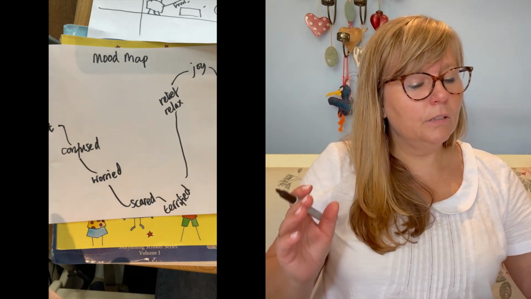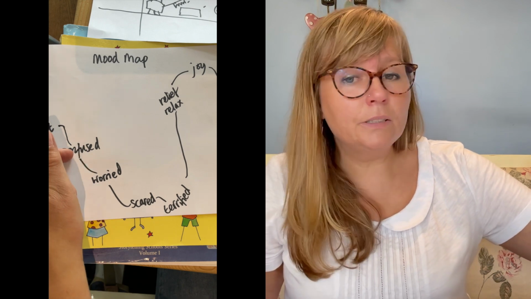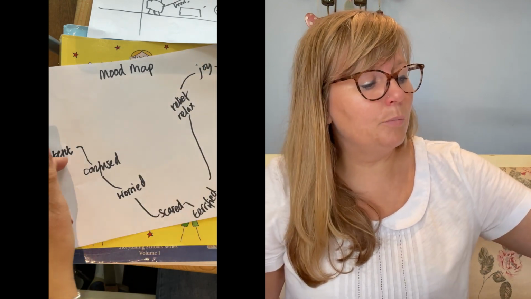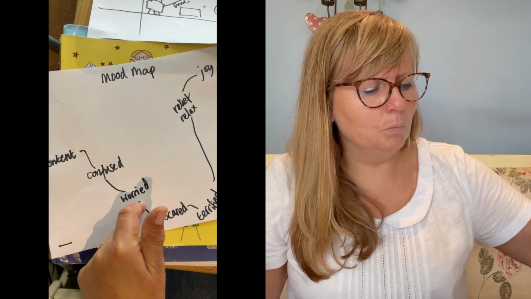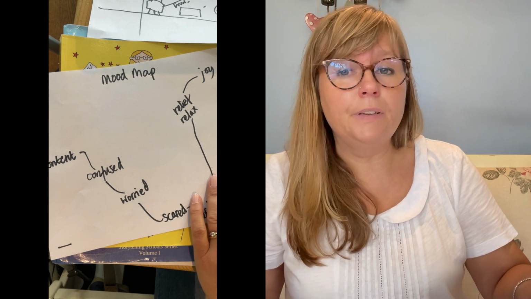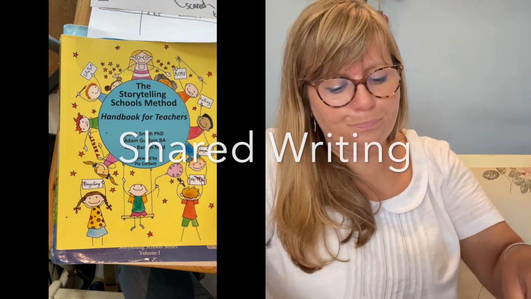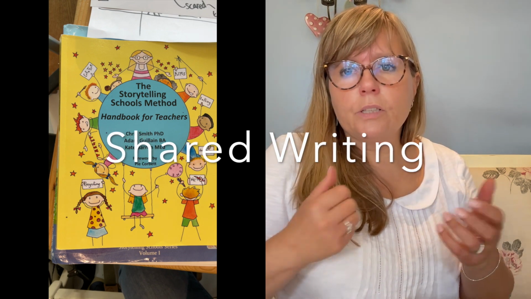So this is a useful thing to do with the children, to track where we are. At the beginning, it doesn't go straight from terrified and back up. We have to go into confused and then worried and then scared and then terrified. So we're going to build this fear. Building that fear and showing them how to do it in writing is one of the key things that we have to do. So each time we're going to try to work with them on this, we're going to do shared writing.